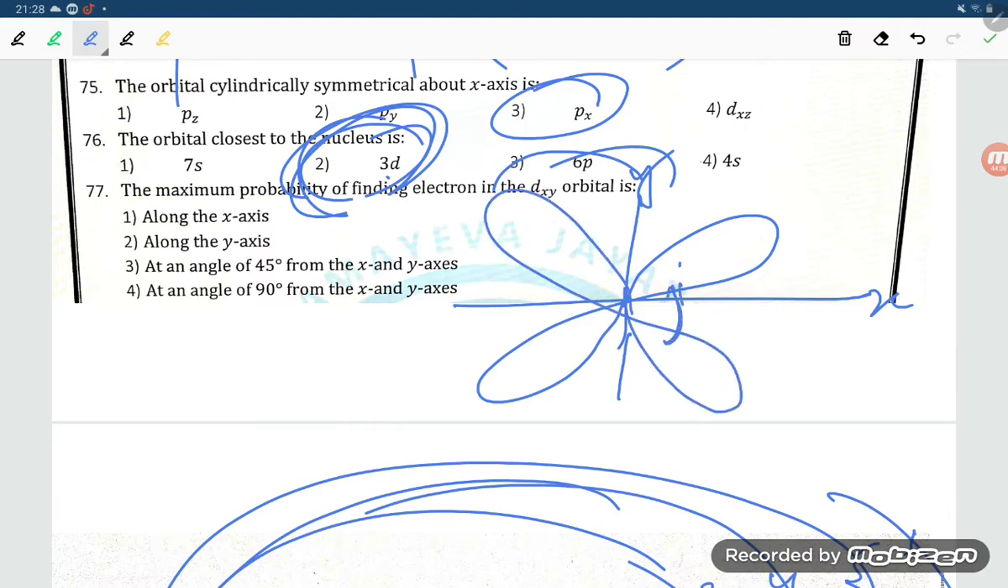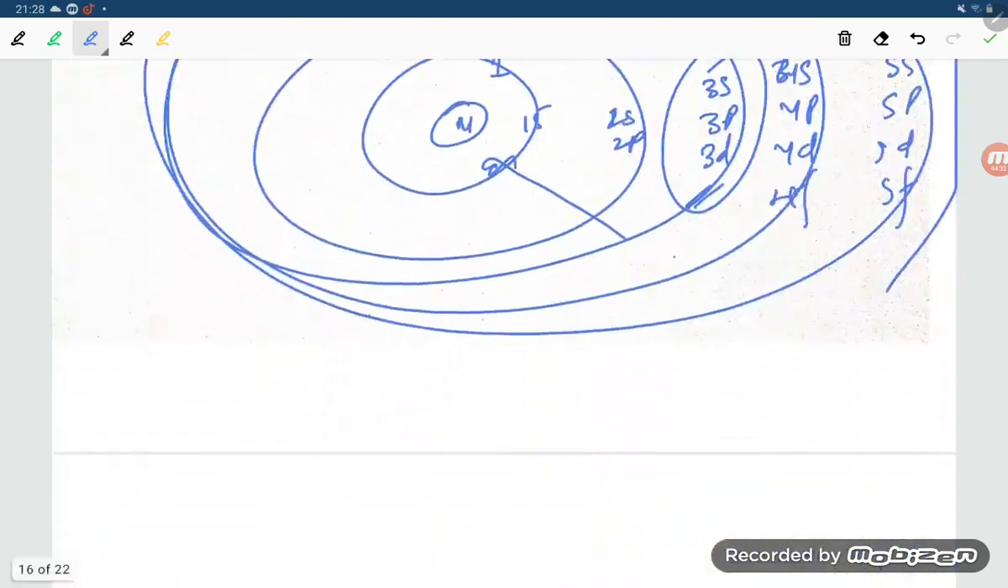So what is the angle? It is equal to 45 degrees. So they are not along the x-axis, they are between the x and y axes. Along the y is wrong; they are at an angle of 45 degrees from the x and y. From the x it is 45 degrees, and from the y also it is 45 degrees, student. This angle is 45 and this angle is also 45. So the correct option is option number 3.